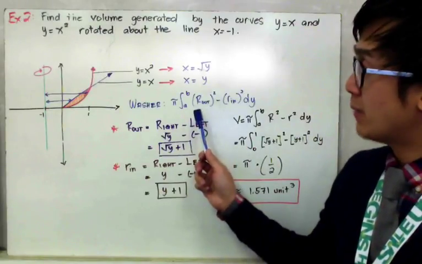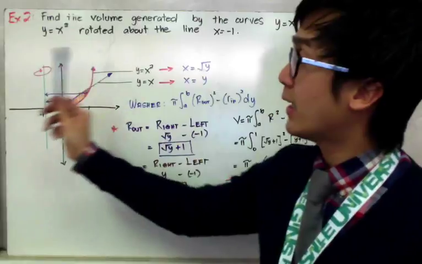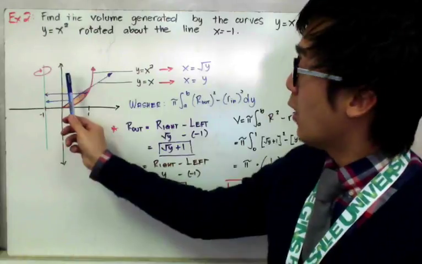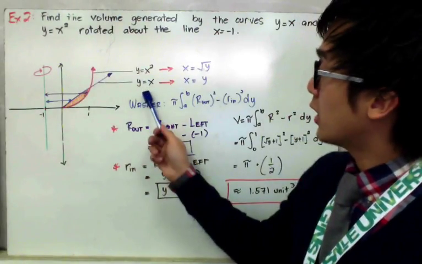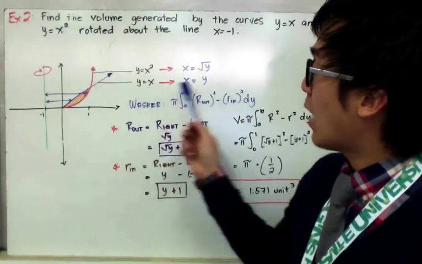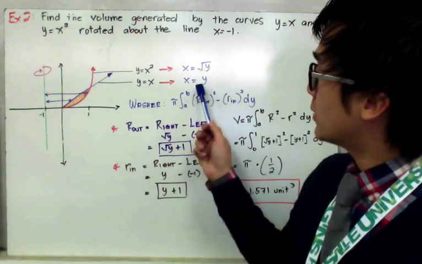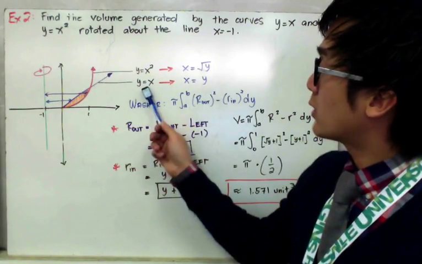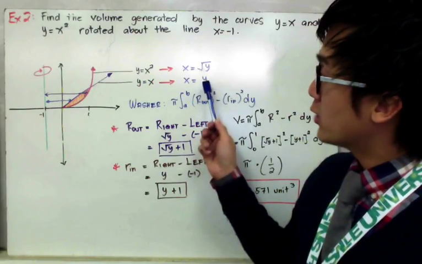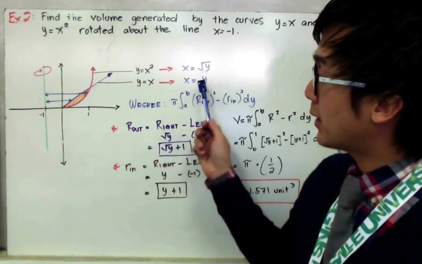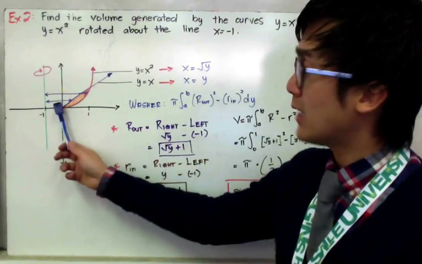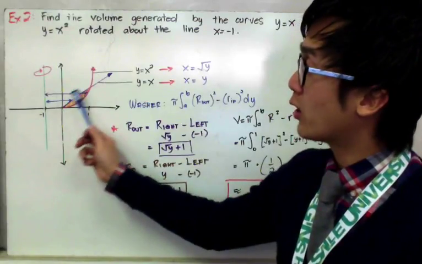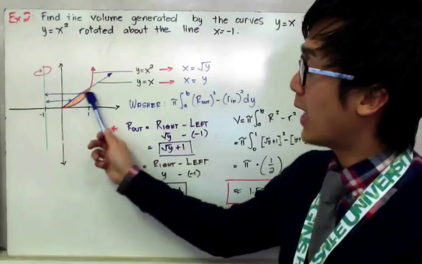So the first step is, since we are rotating along the y-axis or along a line parallel to the y-axis, we're going to change our function from a function with respect to x to a function with respect to y. So y equals x squared will be x equals the square root of y, and y equals x is going to be x equals y. This is our new function, which we will use, because to find the outer radius and the inner radius, we're going to use the right to left method. So it's no longer top minus bottom. Now we're doing right minus left.